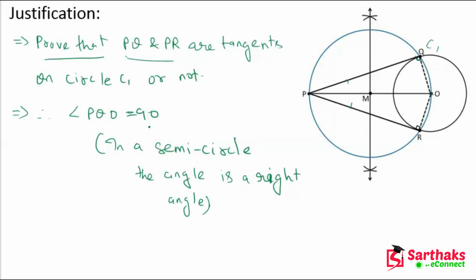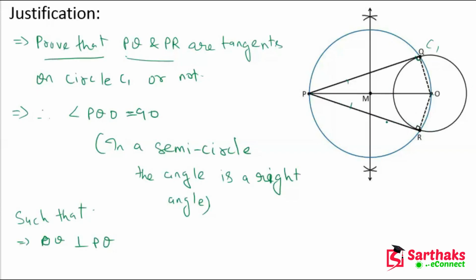Okay, so now we can write it as OQ is perpendicular to PQ. OQ is the radius of the circle, which is 6 centimeter, and PQ is a tangent of the circle, because these two lines are perpendicular. Similarly, we can prove that PR is also a tangent on the circle C1.